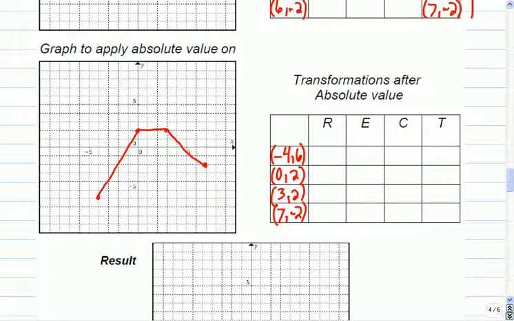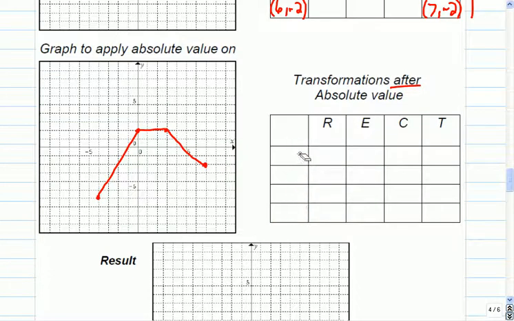Oh, excuse me, this is for after. I've put them in the wrong spot. These are for after, so those shouldn't be on there. Not yet anyways. This is the graph I'm going to do the absolute value on. So what I'm going to do is, if I do absolute value, these are the only points that are affected. This point here, and this point here. So the graph would now look like this.